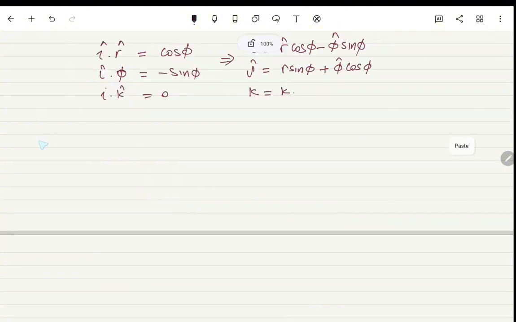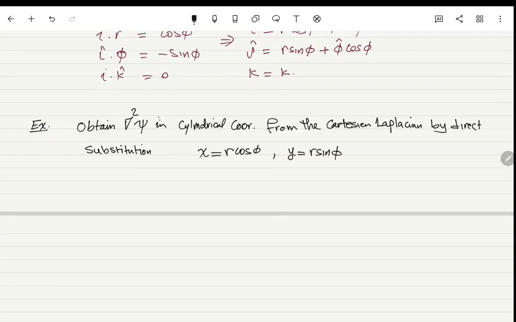Let's have an example. Obtain Laplacian psi in cylindrical coordinates from the Cartesian Laplacian by direct substitution x equal to r cosine phi and y equal to r sine phi. Now let's write down the Laplacian psi in Cartesian coordinates, which is equal to partial 2 psi partial x square plus partial 2 psi partial y square plus partial 2 psi partial z square.